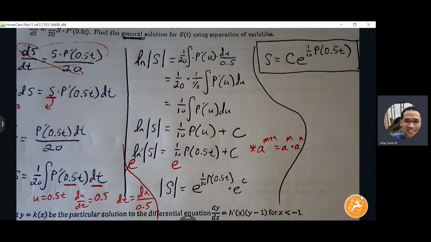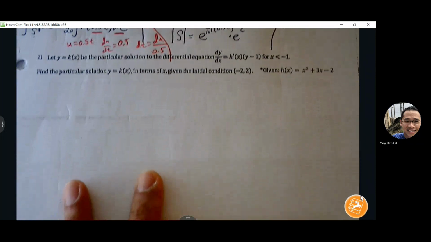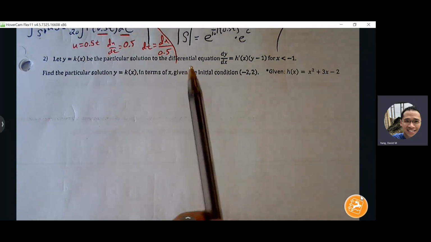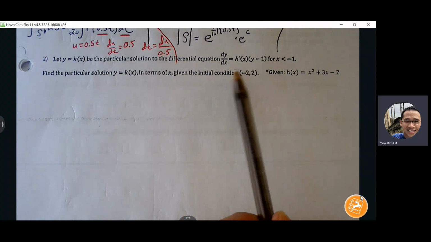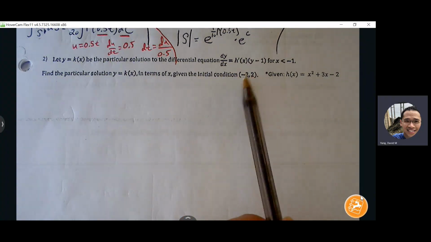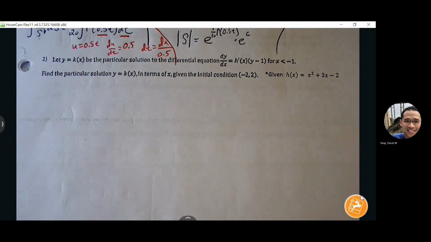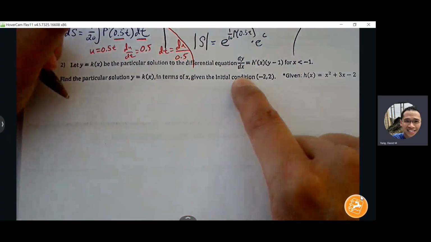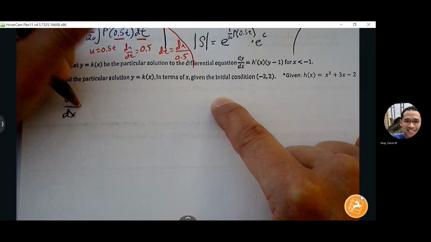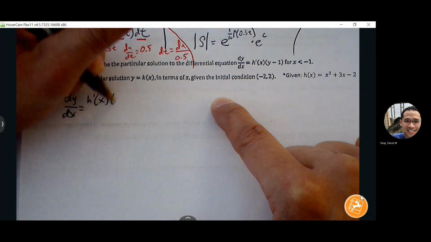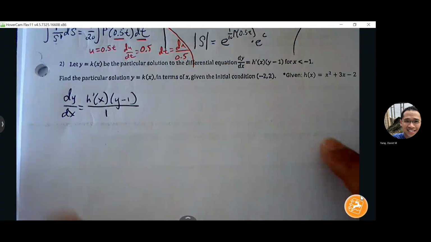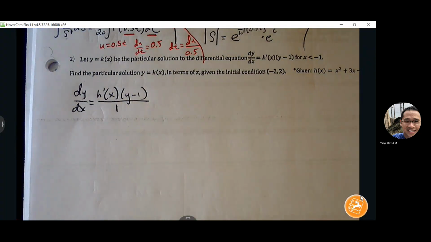Okay, part number 2. Let y equals k of x be the particular solution for the differential equation. Find a particular solution. So we do have an initial condition, and there is h of x that we can use once we find the antiderivative. But let's go ahead and see if we can clean this up, separate our variables. Okay, cross multiply.